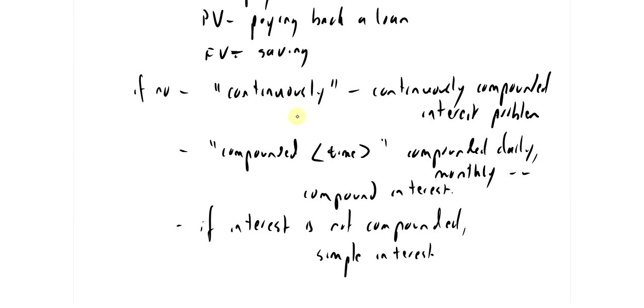APY problems are always one of these 2. They're either continuously compounded or compounded, right? And again, to check for an APY problem, you just put in $100 into the account for 1 year and see how much interest you got.